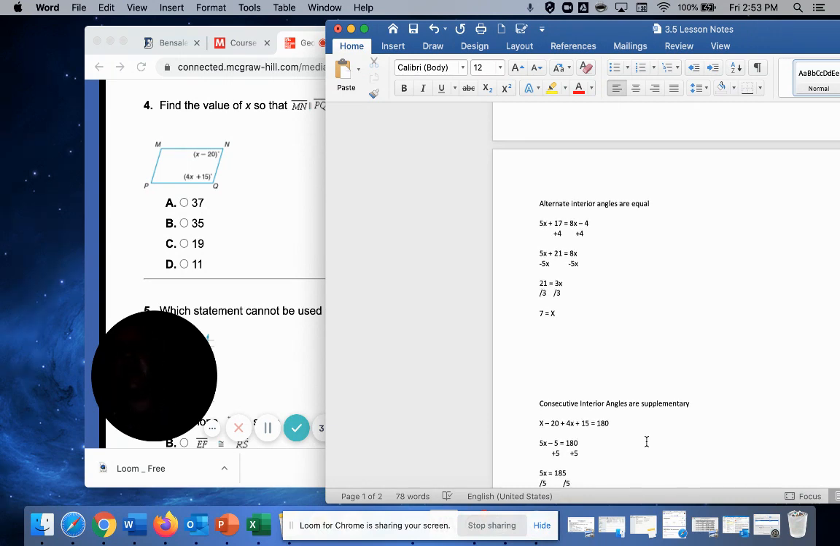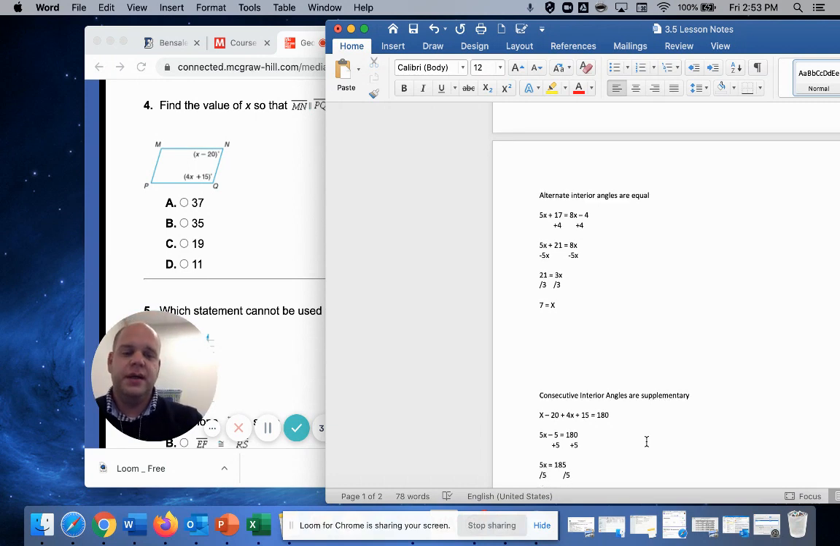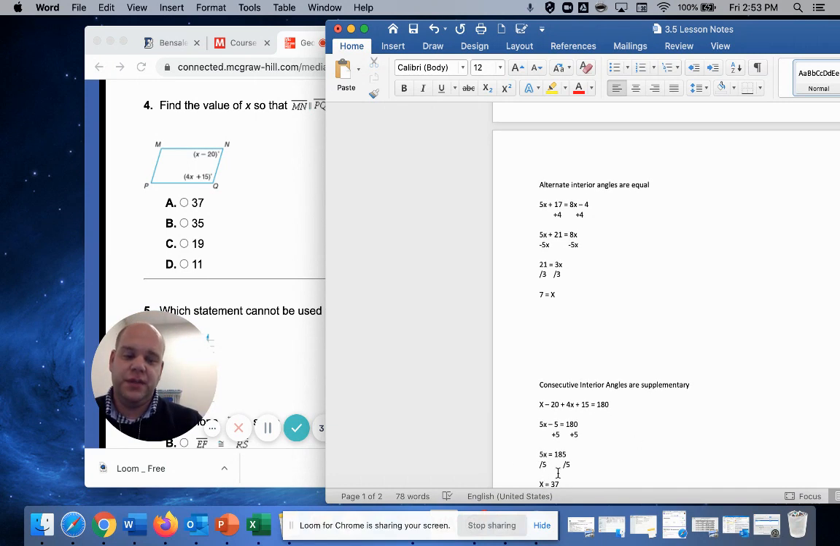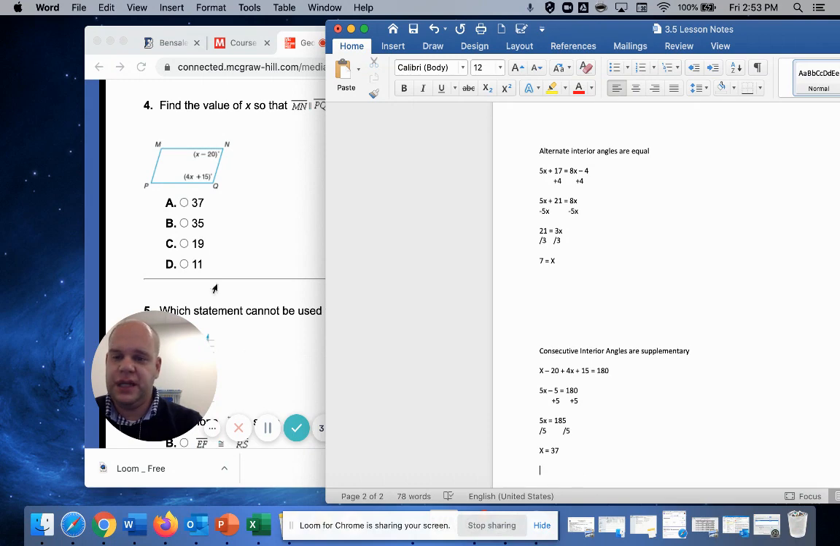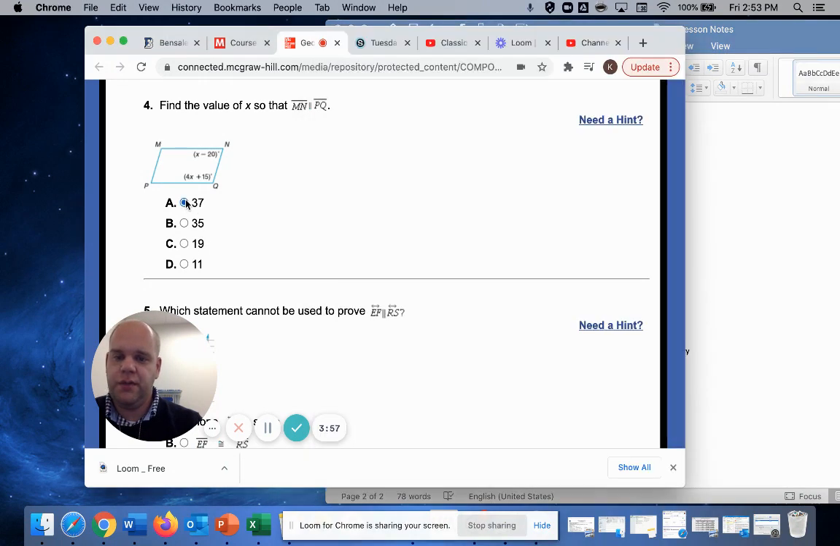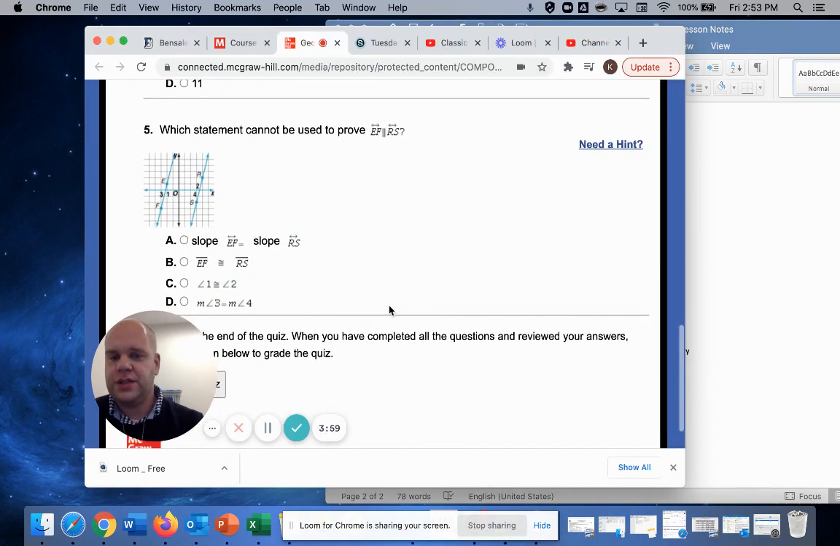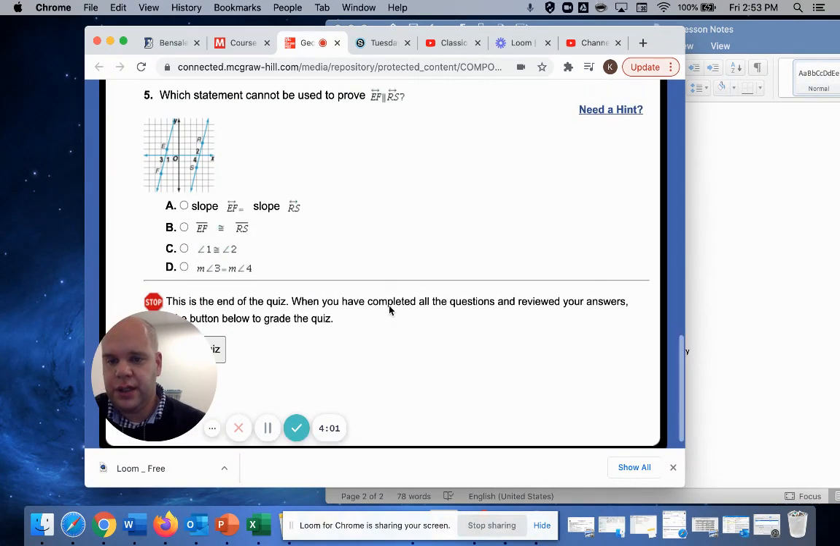5x equals 185. Then to get rid of the 5, what you got to do is divide by 5 on both sides. And 5x divided by 5 is just going to be x. 185 divided by 5 is going to be 37. And that is the answer number 4. All right. Last one here. Wow, this is a quick video. You guys are lucky today.